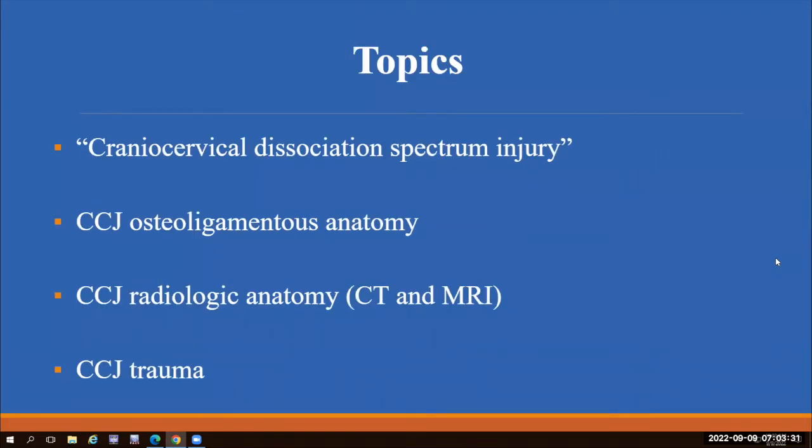So topics we're going to discuss today: the concept of a craniocervical dissociation spectrum injury. And then we have to have a very good understanding of craniocervical junction anatomy before we dive into the imaging findings. Once we do that, we'll talk about the CT and MRI appearance of radiologic anatomy of the craniocervical junction, and we'll look at a few specific traumatic cases.